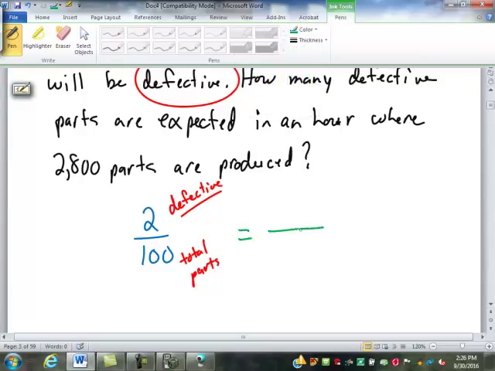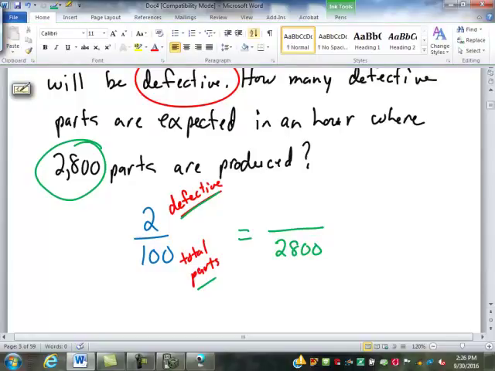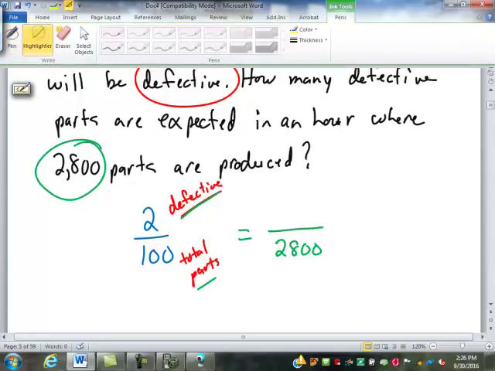So now on the other side of this, in our other fraction, we have the 2,800. Does that represent the defectives or the total parts? Total. So the 2,800 goes here. It has to match up with the 100 because they both represent total parts.